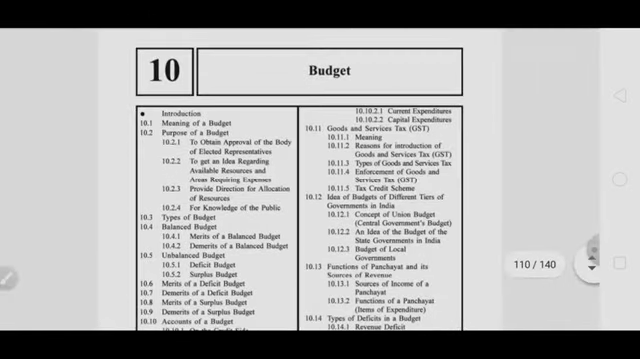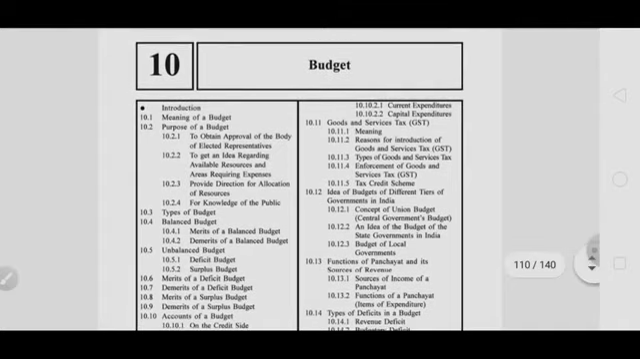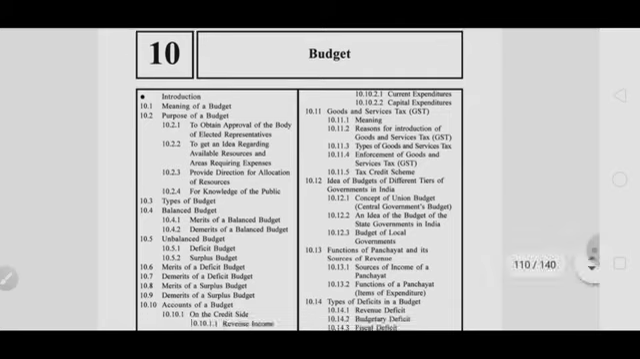Basically, the budget is prepared by the finance minister of a country, and it is presented by them on 1st February of every year. And basically, the time period of the budget will be 1 year, starting from 1st April of every year up to 31st March. Some more insights will be discussed when we learn about this chapter in detail. So here it comes to an end of chapter number 10.